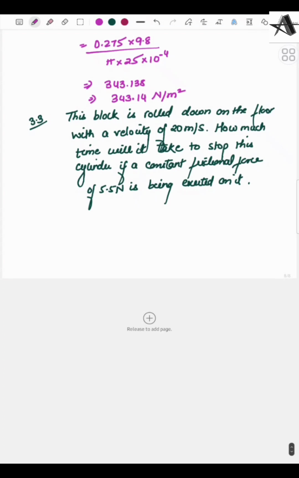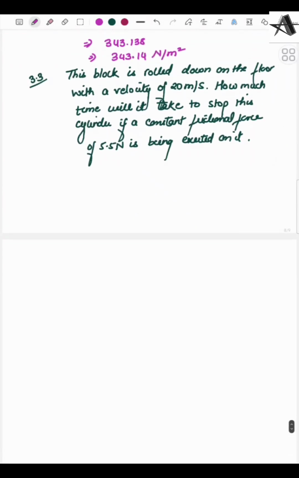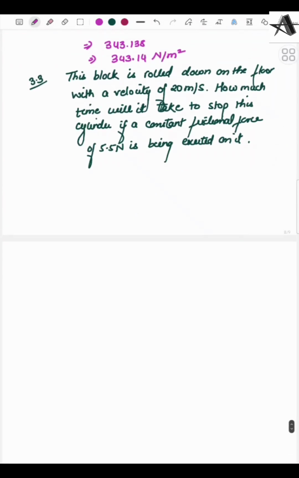This block is rolled down on the floor with a velocity of 20 meters per second. How much time will it take to stop the cylinder if a constant frictional force of 5.5 Newton is being exerted on it? Now what's given? They have given the velocity. Rolled down on the floor, that is initial velocity is 20 meters per second, and they want it to be stopped. That means final velocity is going to be 0. Force applied is 5.5 newtons, and you have to calculate the time.